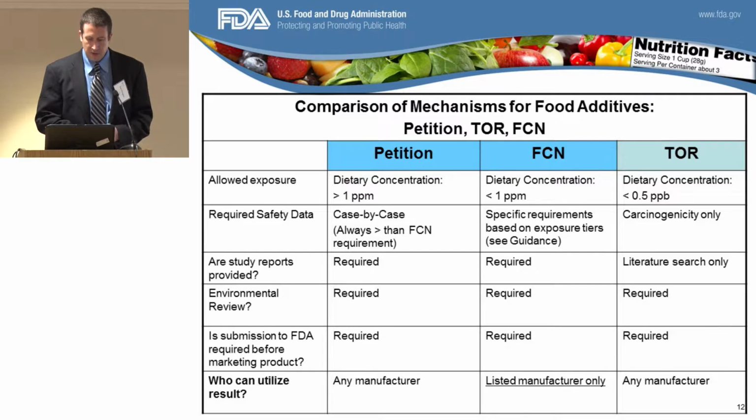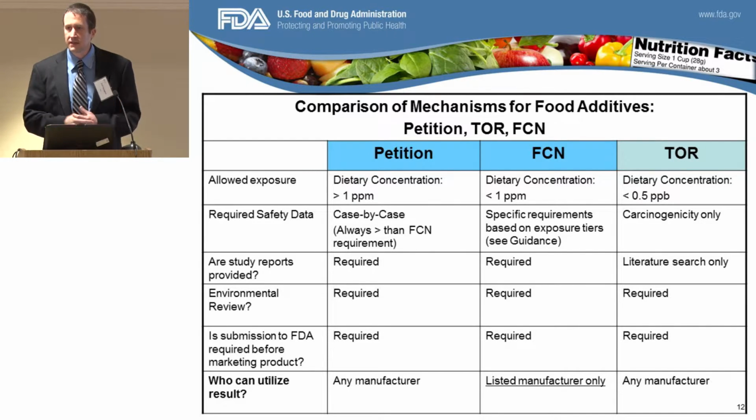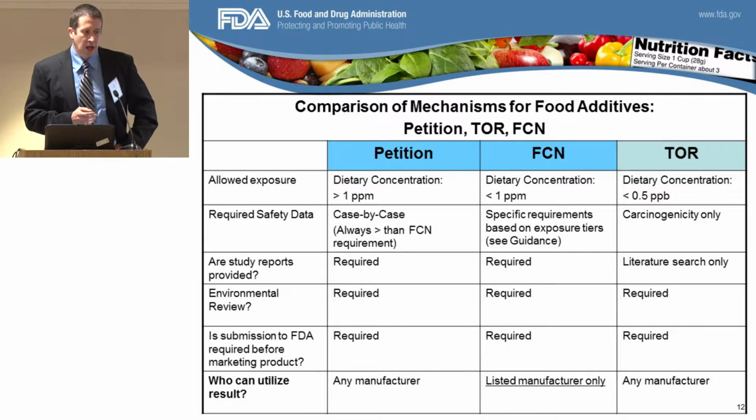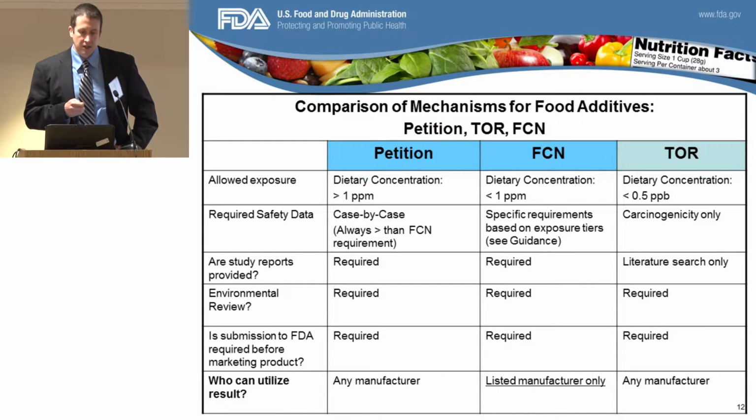But if we look at, for example, threshold of regulation, why a dietary concentration of 0.5 parts per billion? Well, in the 1990s, FDA did a comprehensive review of available toxicity information in our files and what was publicly available, as to what type of toxic effects you saw depending upon the dietary concentration. Going back to the dose makes the poison. This comprehensive evaluation really demonstrated that at concentrations less than 0.5 parts per billion, the only toxicological endpoint of concern is carcinogenicity.